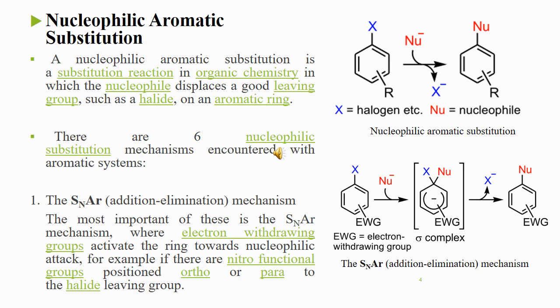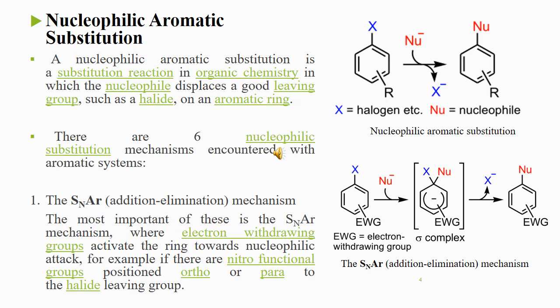There are 6 nucleophilic substitution mechanisms encountered with aromatic systems. Number 1 is SNAr, which is called the addition-elimination mechanism. The most important of these is the SNAr mechanism, where the electron withdrawing groups activate the ring towards nucleophilic attack, for example, if there is a nitro functional group positioned ortho or para to the halide leaving group.